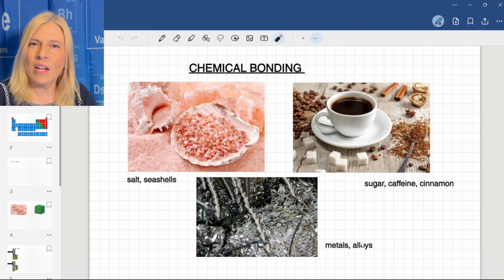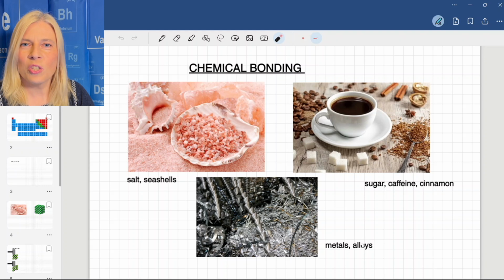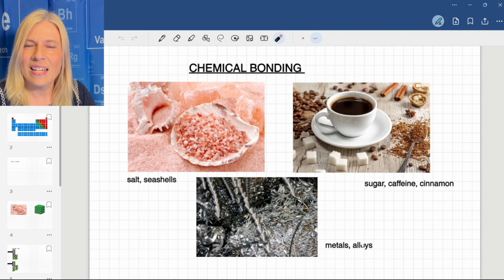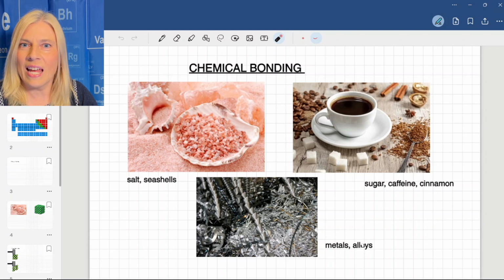These things have very different properties. You can burn sugar pretty easily. You cannot burn salt. Yet they both look like white crystals. So what's going on here? The key here is it's different bonding. They are made from different elements. Different types of bonding gives them very different properties.